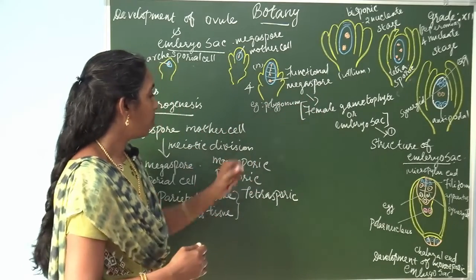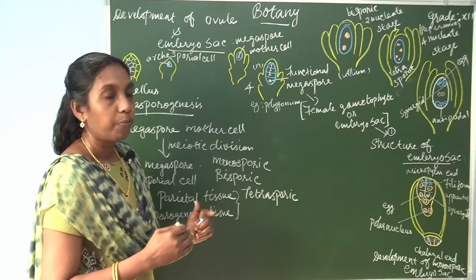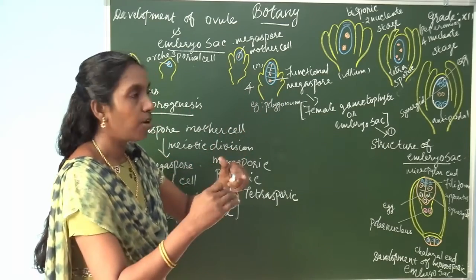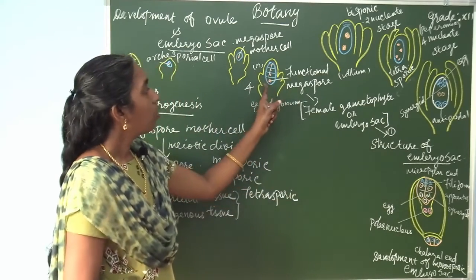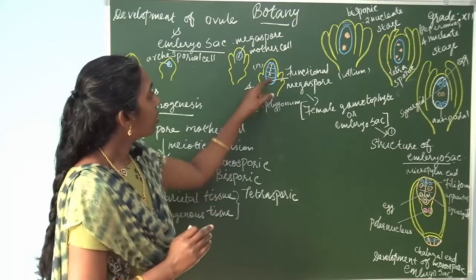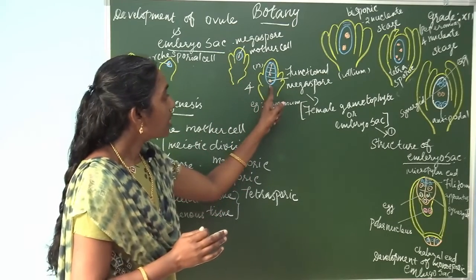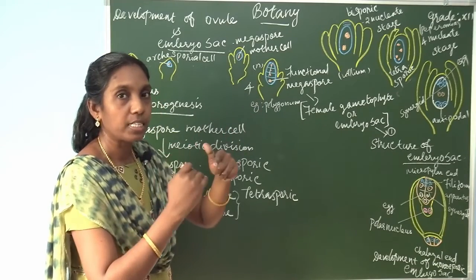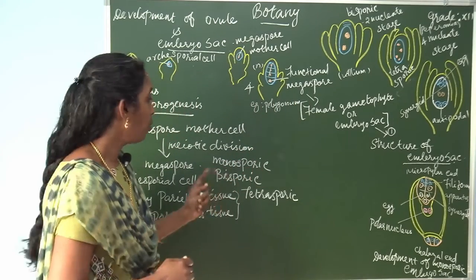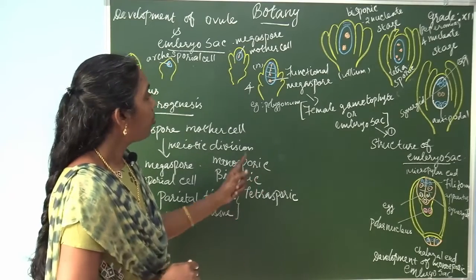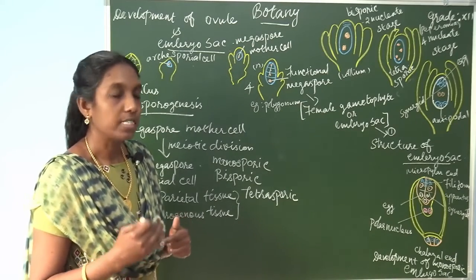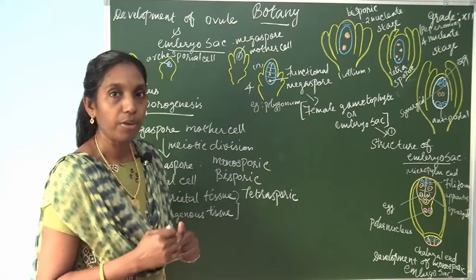Now, functional megaspore, there are three different types: monosporic, bisporic, tetrasporic. If only one cell is involved in the development of the embryo sac, here the chalazal one, if only one is functional among these four, the other three will disintegrate. So the megaspore present towards the chalazal end becomes the functional one. This type of development is called monosporic development. The example of monosporic development is Polygonum.